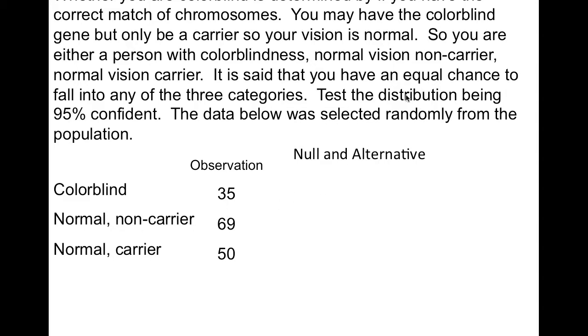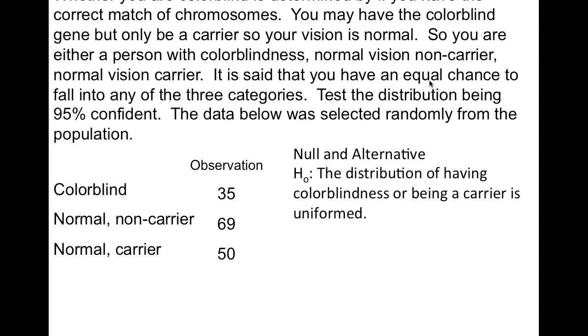Now, the null and alternate is going to have to do with that equal chance. The null: the distribution of having color blindness or being a carrier is uniform. Uniform means similar. It's going to be equal all the way across. So it is that equal, just like we had before. But now instead of writing colorblind equals normal non-carrier equals normal carrier, we're just writing as a sentence and telling us that it is uniform.